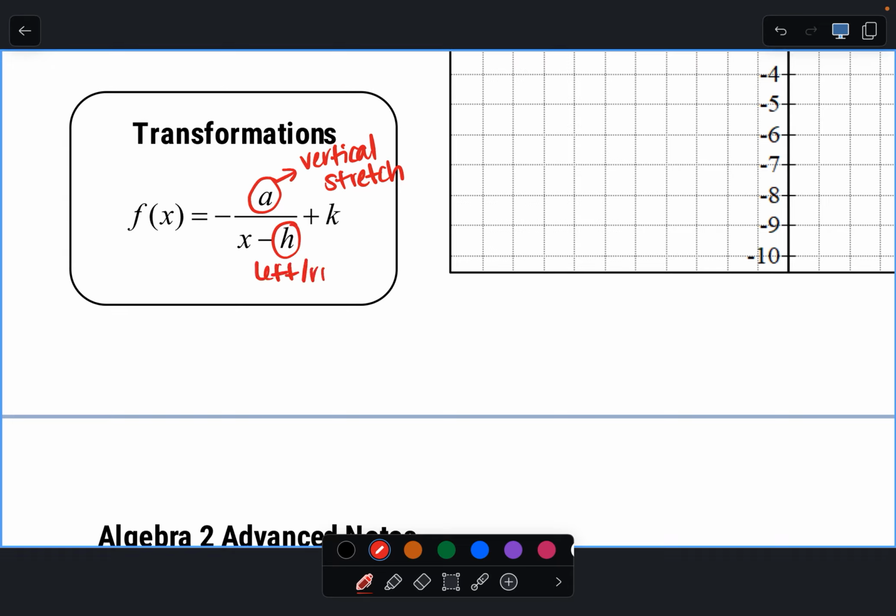Now, the one thing that is going to change is based on the reflection over the x-axis. Normally, we have the points (1, 1) and (-1, -1). But remember, it's going to change the sign of the y values. So instead of having (1, 1), we're going to have (1, -1).